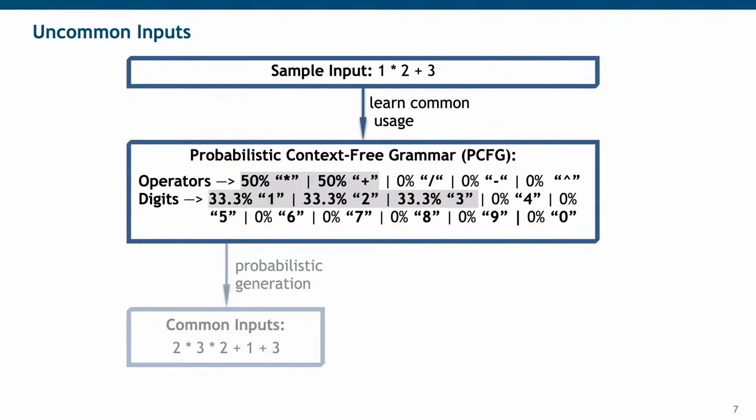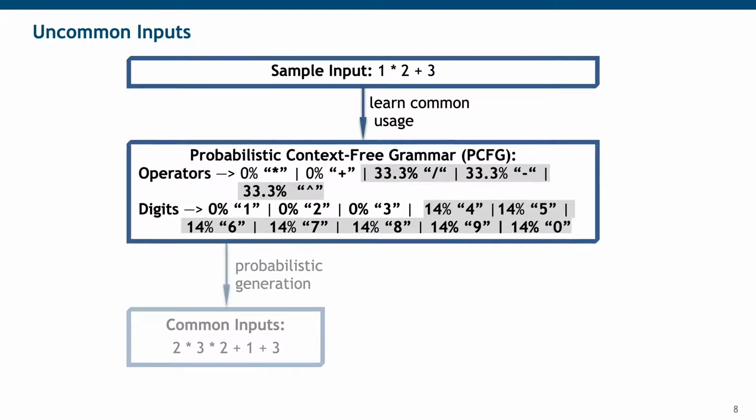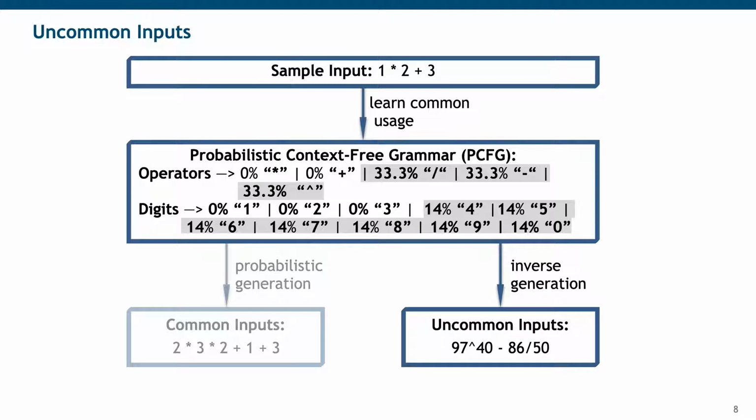For uncommon inputs, what we instead want to do is invert this grammar such that we focus not on the features we have seen, such as multiplication and addition, but now we focus more on subtraction and division. So we invert this grammar to focus on the other portions of the input elements that are not seen. Then we turn this inverted grammar into a producer and generate inputs that are different from the initial sample inputs. So for instance, because it has different operators other than multiplication and addition.